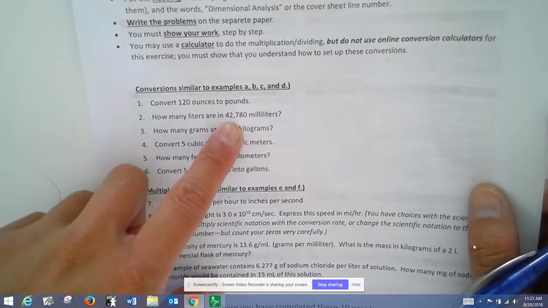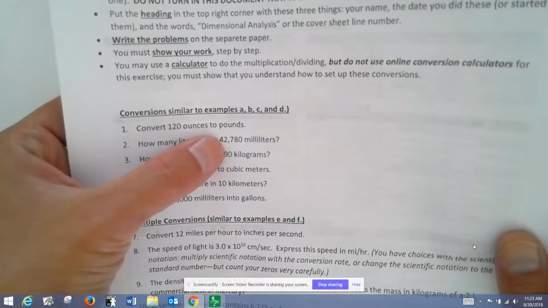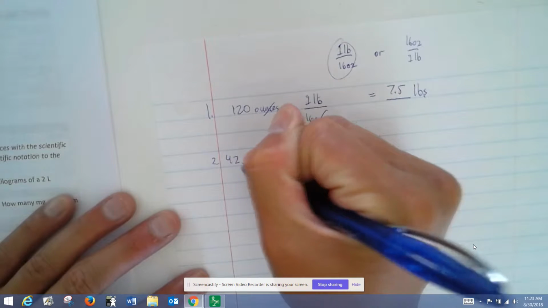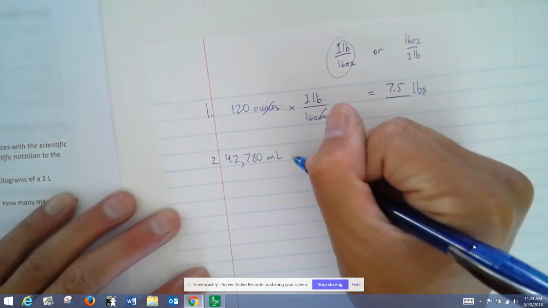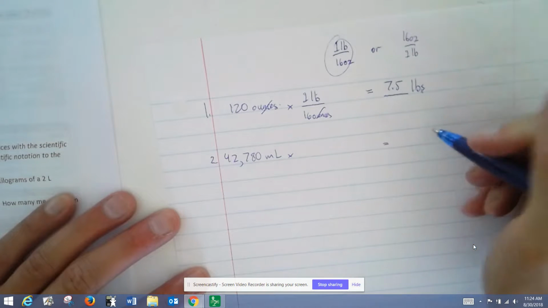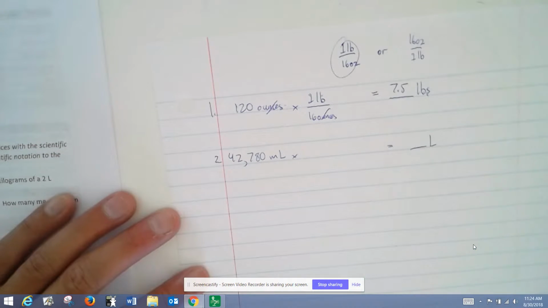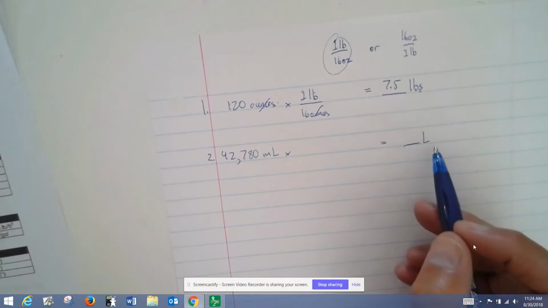So we're asking how many liters are going to be in 42,780 milliliters. So we have 42,780 milliliters, so that's what we're going to start with. And then we need to convert that to just liters. So let's look at the back. Liters are a volume, so we're going to look for volume.